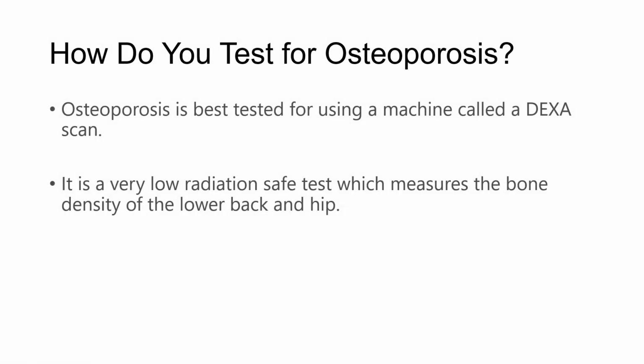How do you test for osteoporosis? It's best tested using a machine called a DEXA scan. This is a very low radiation safe test which measures the bone density of both the lower back and hip.